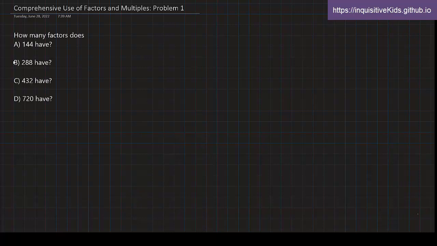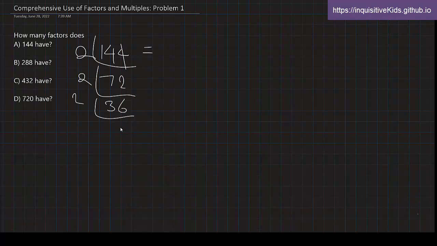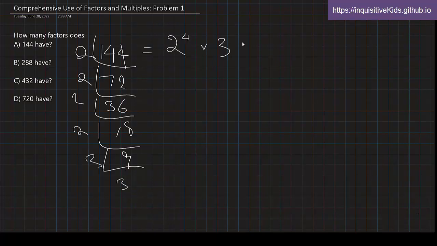Alright, so let's start with 144. We need to first prime factorize. This divided by 2 is 72. This divided by 2 is 36. This divided by 2 is 18. This divided by 2 is 9. This divided by 3 is 3. And 3 is prime, so we cannot go any further. And this is 2 to the 4th power times 3 squared.